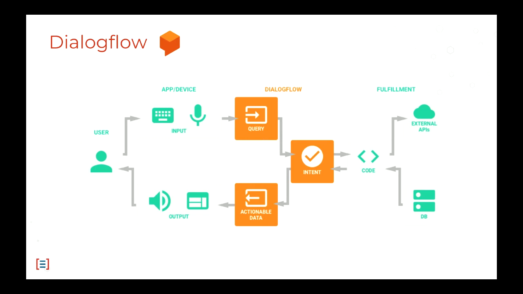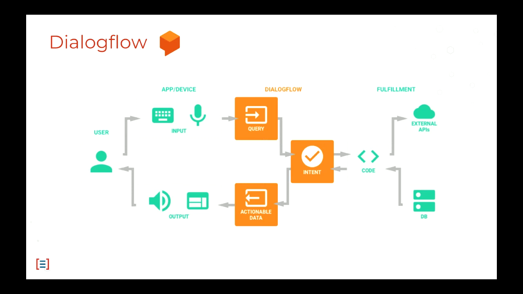So about the platform now, you have your users. They are on your app or on a device, so they can speak or they can write. Then Dialogflow takes the lead. It takes your query, so your text query. Then it filters the intent, like we just saw.